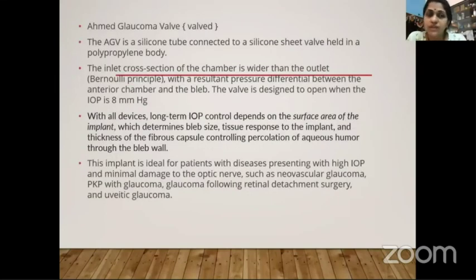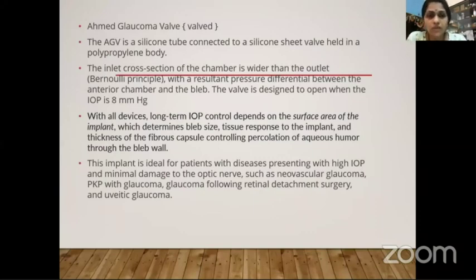The Ahmed glaucoma valve, or AGV, is the most commonly used and easily implantable. It is a silicon tube connected to a silicon sheet valve, housed in a polypropylene body. The cross section is very important. The inlet cross section of the chamber is wider than the outlet. By Bernoulli's principle, the resultant pressure difference between the anterior chamber and the bleb helps in the drainage. The valve is designed to open at an IOP of 8.